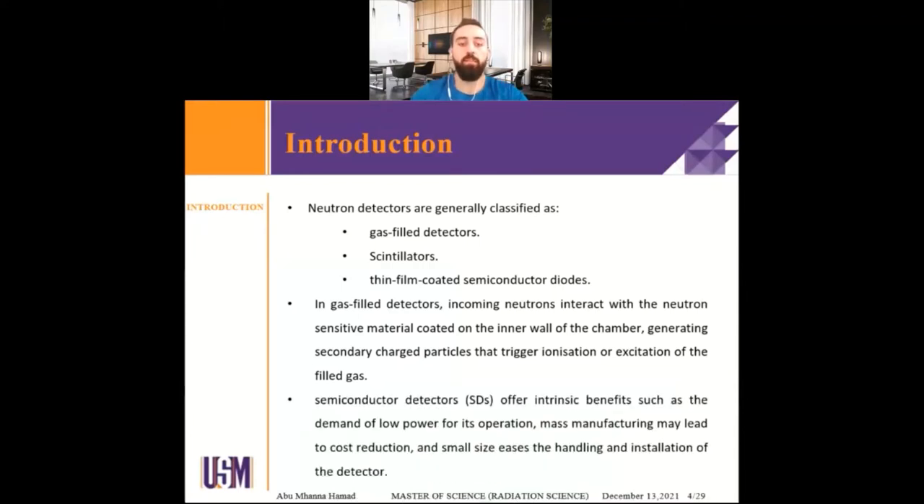By providing a high voltage to the electrode, the electron-ion pairs formed in this process are collected. On the other hand, semiconductor detectors offer advantages such as lower voltage demand for operation, mass manufacturing leading to cost reduction, and a small size that eases the handling and installation of the detector. Most importantly, they need comparatively lower energy, almost 3 to 10 electron volts per electron-hole pair generated, which leads to a large number of charge carriers and a substantially superior signal, resulting in high energy resolution.